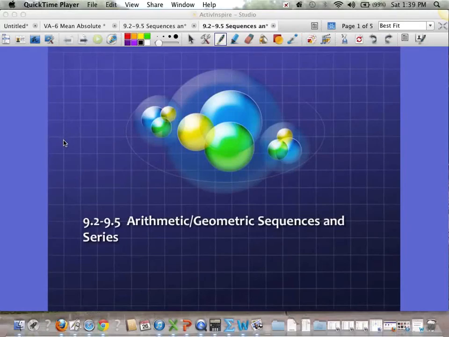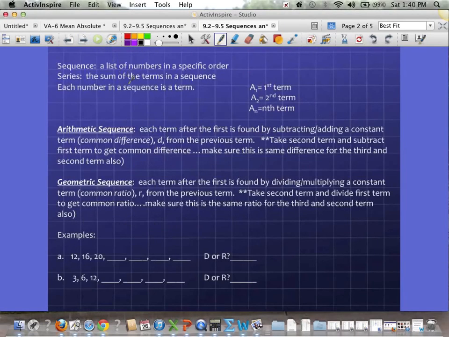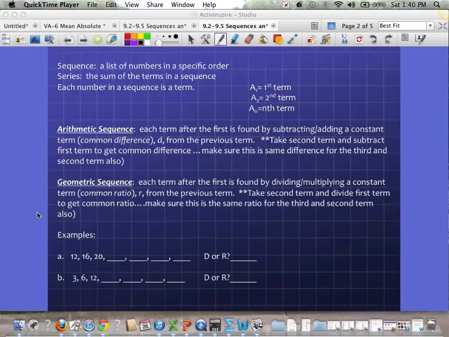9.2 through 9.54, we're going to be doing arithmetic and geometric sequences and series. And let's get going. All right, sequence is a list of numbers in a specific order. A series is the sum of that sequence, and you can have arithmetic or geometric.